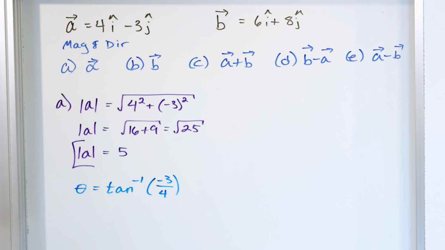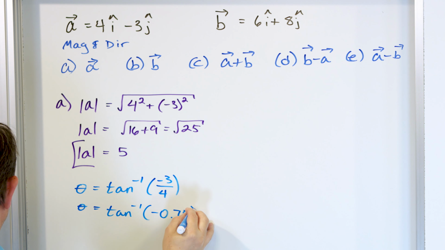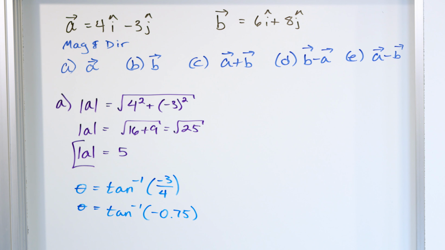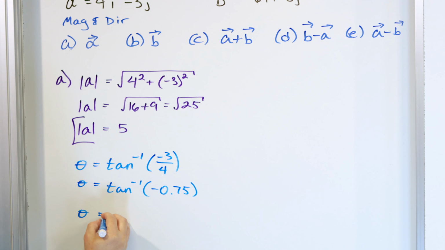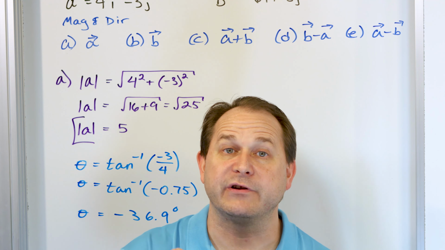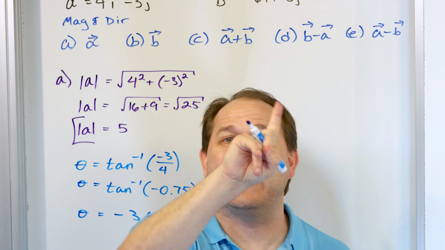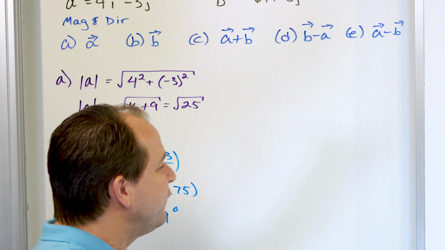So I'm doing it more like we would do it in your actual paper. The inverse tangent of negative 0.75. Whenever you take the inverse tangent of negative 0.75, what you get is negative 36.9 degrees. Every time you take the inverse tangent, you have to make sure that the calculator is giving you the correct angle for where your vector actually is pointing. So you have to think about it.